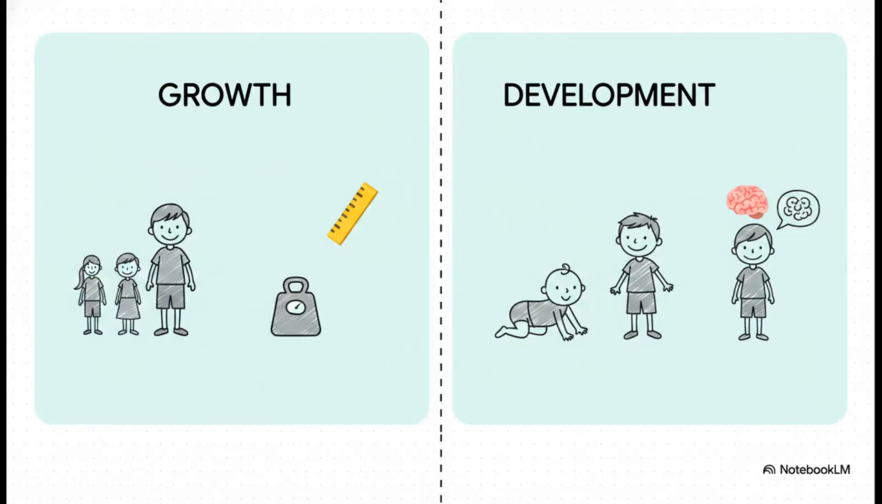Think of it this way. Growth is all about the numbers. It's quantitative. We're talking kilograms, centimeters. It's the how much. Development, on the other hand, is about function. It's qualitative. It's the what can they do? A child learning to walk or to speak. They usually go hand in hand, but they're two totally separate processes. For today, we're zeroing in on the how much, the science of growth.